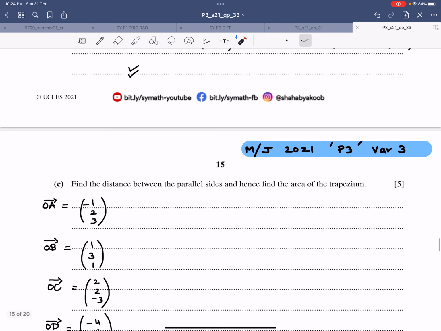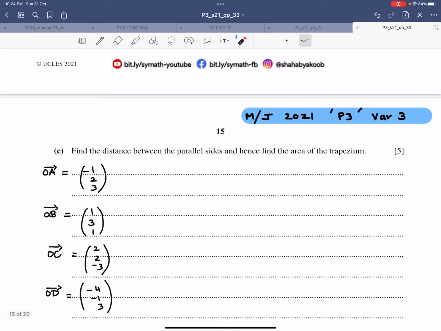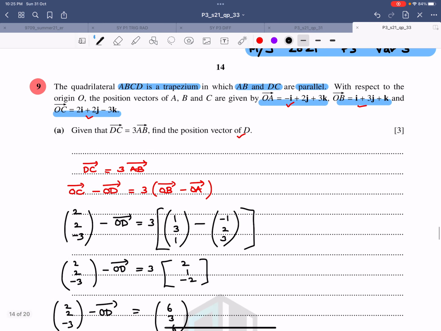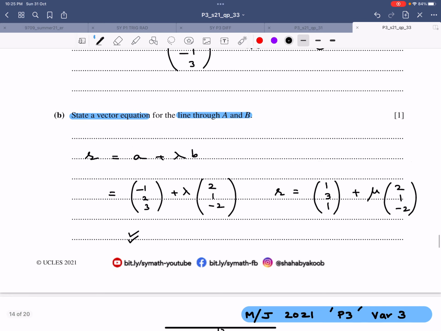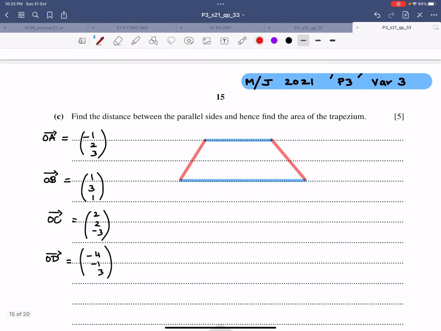Now the coordinates, the position vectors are already written. Find the distance between parallel sides and hence find the area of the trapezium. Now I need to draw a figure. This is a parallel side and these are two non-parallel sides. And the parallel sides are which one? They are AB and DC. So therefore I have AB, I have DC.